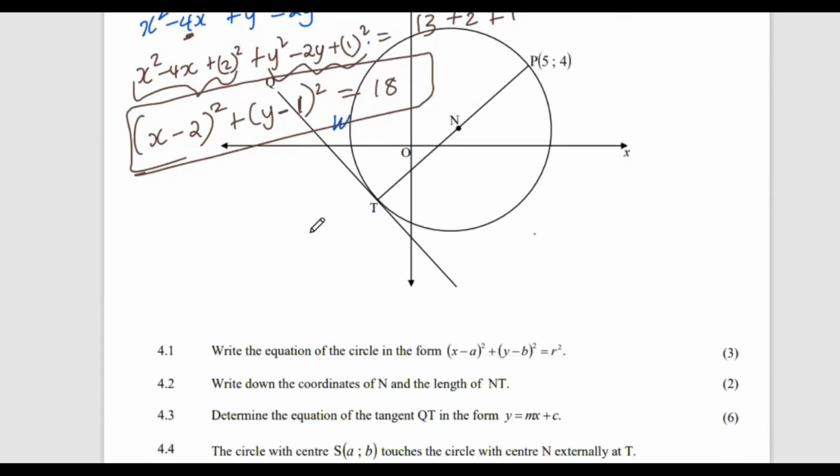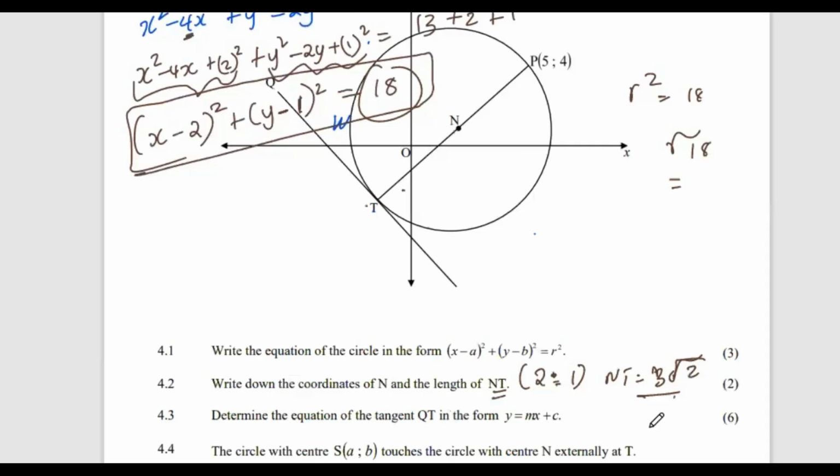Okay, then write down the coordinates of N, which is the center. So N is going to be 2 and then 1. We switch the signs, +2 and +1. Then they want the length NT. NT is the radius, but remember this 18 of ours is the r squared. So for us to get r alone, you must get the square root of it. Okay, so NT is the square root of 18, which is 3 root 2, if I was to simplify that.